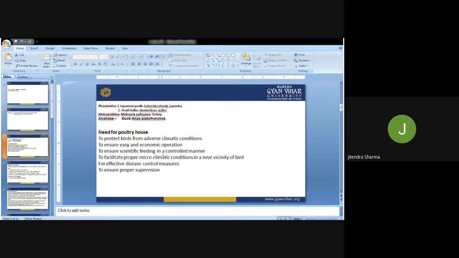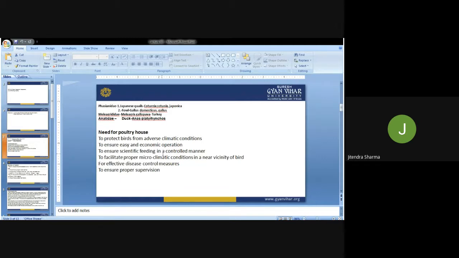So to facilitate proper microclimatic conditions in the near vicinity of birds, we know that in the brooder house, for the birds just received from the hatchery, we have to ensure a certain temperature and humidity for at least the first week and then the second week. When the birds come from the hatchery, it is about 91 or 92 degrees Fahrenheit. But when we keep them inside the brooder, we require 85 degrees Fahrenheit temperature. Then we reduce further up to 80 degrees. That kind of temperature control we can have only if we have proper housing.